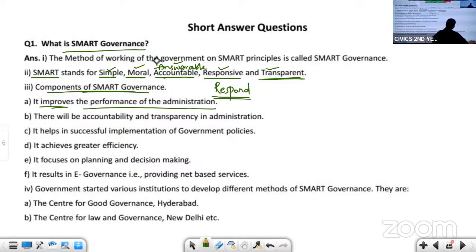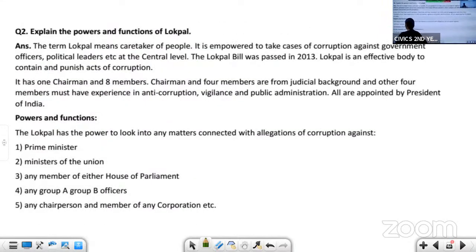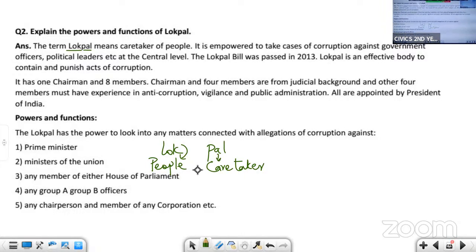Next is powers and functions of Lokpal. We can divide this word into two words: Lok and Pal. Lok means people, and Pal means caretaker. So Lokpal means caretaker of people.